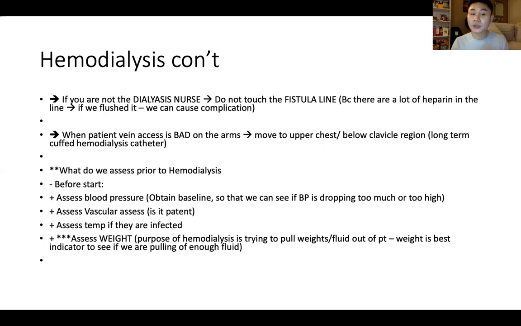We also need to assess vascular access. We have to assess, is the fistula patent? How do we do that? We use the stethoscope to assess for a bruit, or we palpate for a thrill, okay? And then we have to assess temperature to see if they're getting an infection. What is the magic number? 100.4. Anything over 100.4 is a fever. Then we have to assess weight. The purpose of hemodialysis is to pull weight and fluid out of the patient, so the weight is the best indicator to see if we are pulling out enough fluid. That makes complete sense.